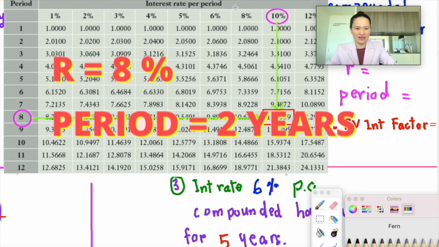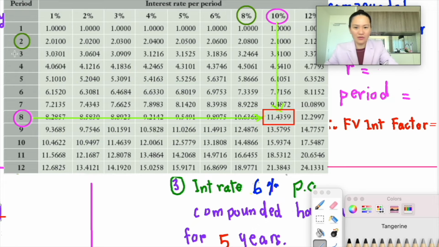8% is here. 8%. And the period is 2. 2 is here. So 8% and compounded annually for 2 years. 2 is here. Now you get the value, the future value interest factor is here.